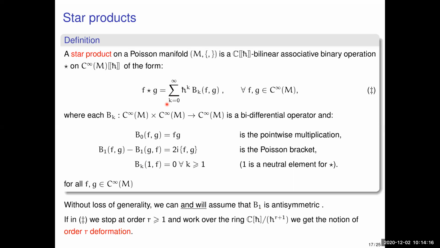If you take your power series and you stop at some finite order R, and you work over the ring, instead of formal power series, of polynomials in h bar modulo h bar to the power R plus 1, you get the definition of order R deformation. This is a nice framework, as I said, to study the lifting property of derivations, because you can give geometric interpretation to everything, and you can use basically all of the tools of differential geometry.